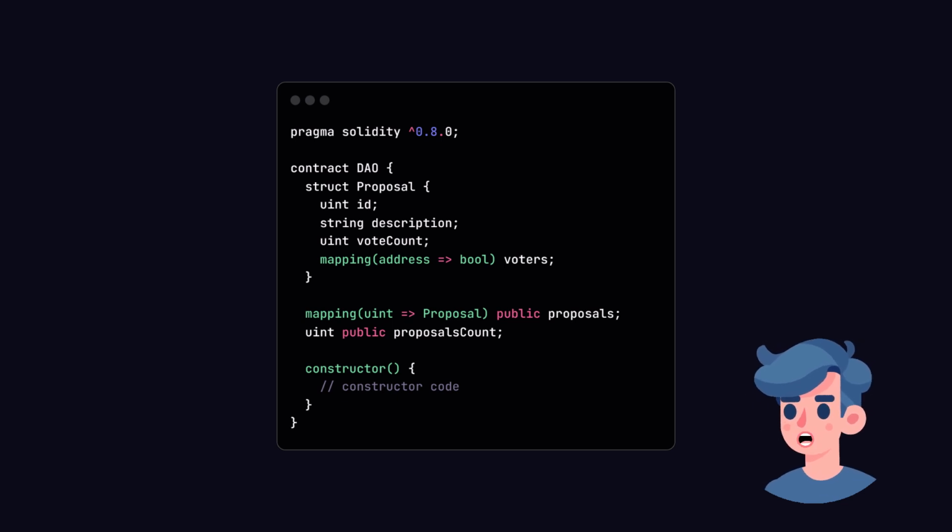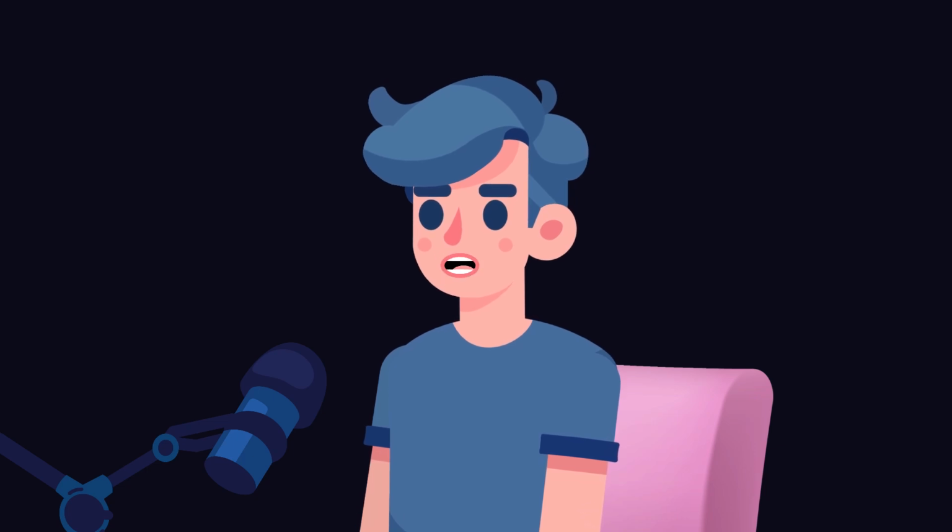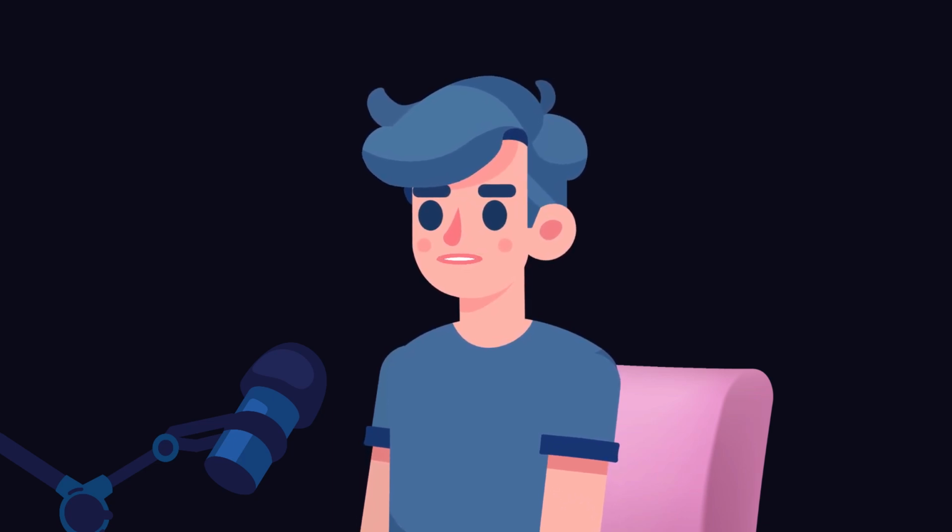Let's define a basic contract structure first. In this smart contract, we have defined a proposal structure that consists of an ID, description, vote count, and a mapping to track voters. Next, we will implement functions to create proposals and vote on them. The create proposal function allows any member to create a proposal, while the vote function enables members to cast their votes for a given proposal. Remember to add the necessary checks to avoid double voting.